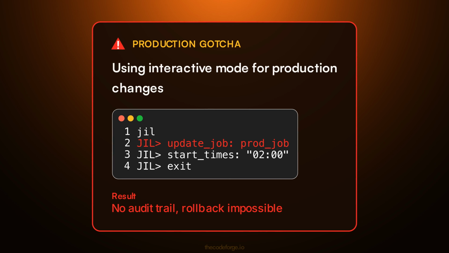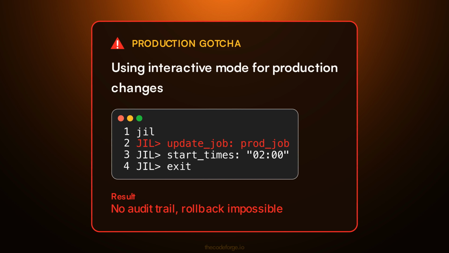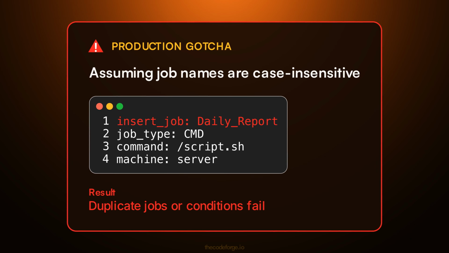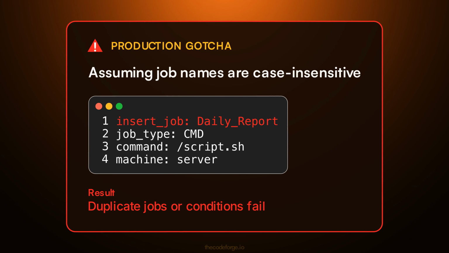Interactive mode leaves no record. If something goes wrong, you can't trace what was changed. Always use script files stored in Git. Job names are case-sensitive. Daily_report and daily_report are different jobs. Always use consistent casing and verify with autorep.